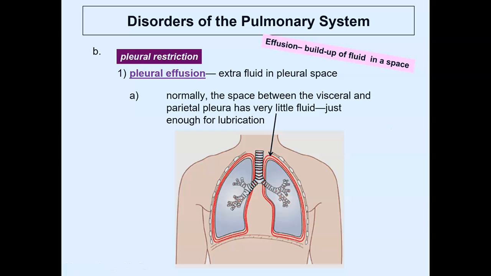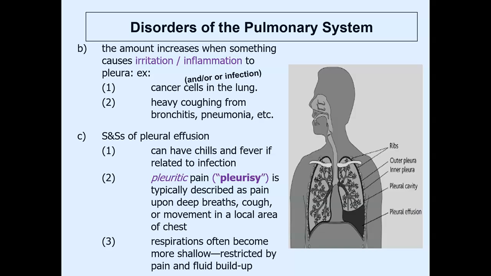And there is always a little bit of fluid, but there are certain instances, such as irritation or inflammation from cancer cells or from an infectious process, where fluid can collect between the parietal and the visceral pleura. Fluid takes up space, and we're in a really limited place inside the chest wall, so there's not anywhere for the lung to go. It cannot expand as much, which will cause less air to be brought in.